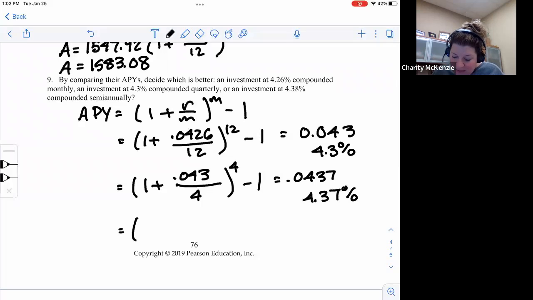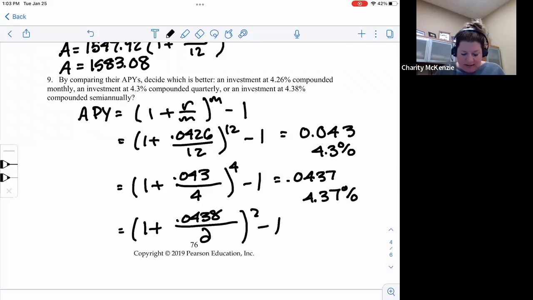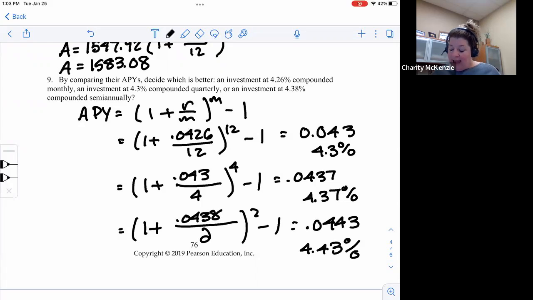Okay, then the next one would be 1 plus 0.0438 for the 4.38% compounded semi-annually, twice a year is 2. So 2 minus 1, so 1, parentheses 1 plus 0.0438 divided by 2 to the power of 2 minus 1 is 0.0443. So 4.43%. Okay, there we go.